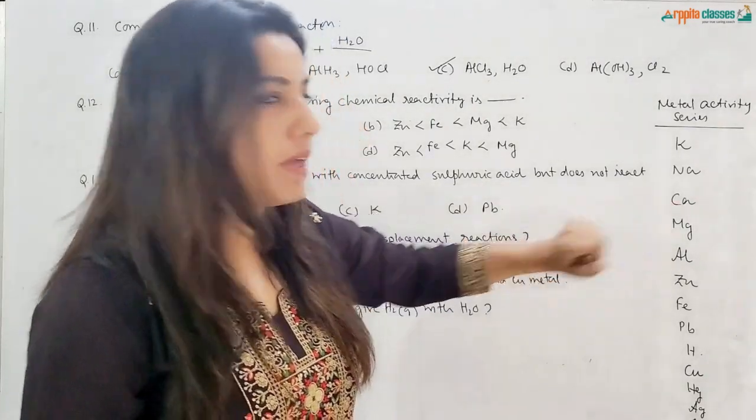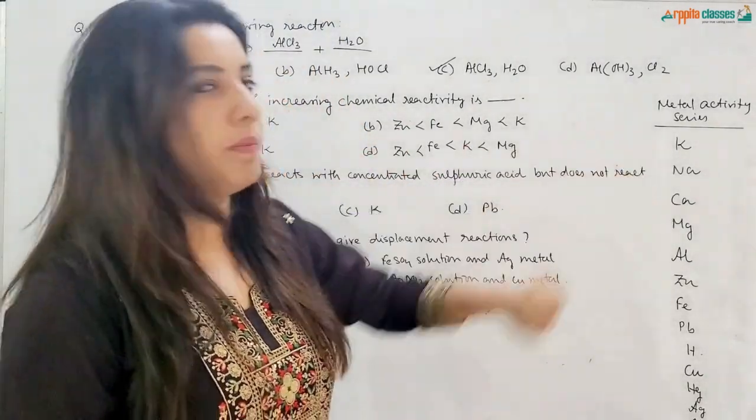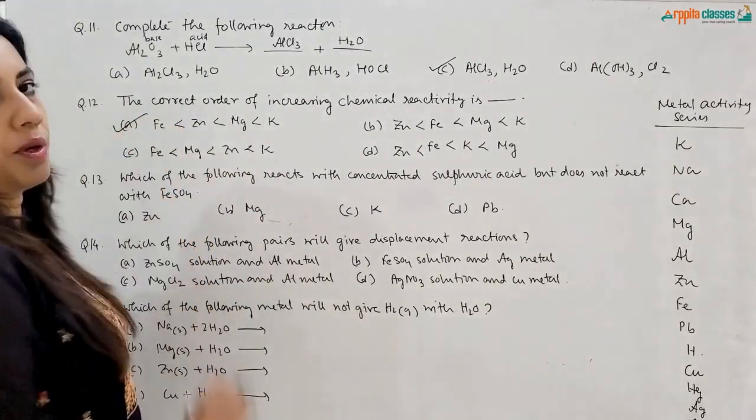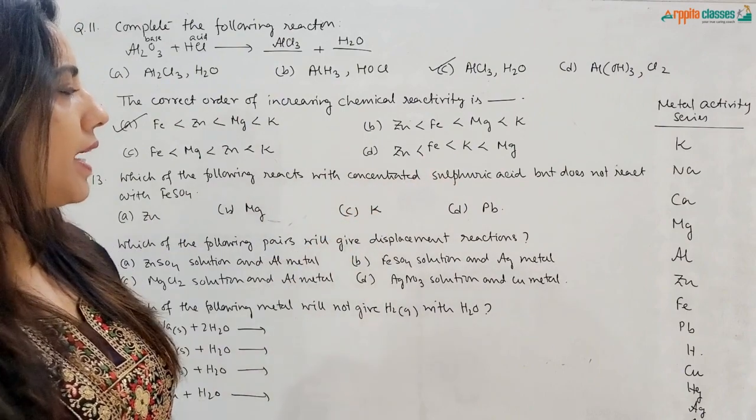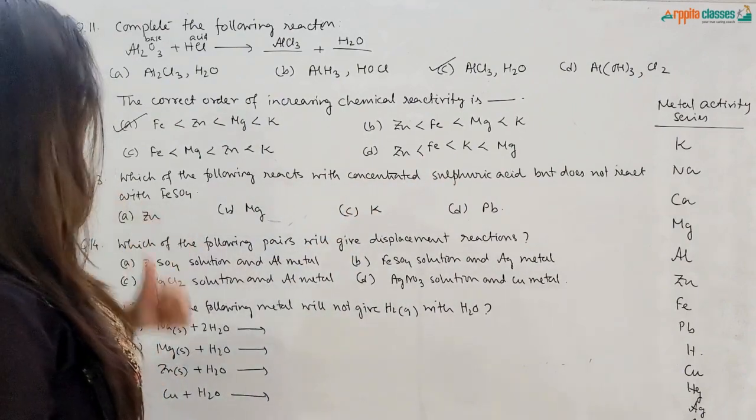Zn is less reactive than magnesium and magnesium is less reactive than potassium. So this is the right option. Next is, which of the following reacts with concentrated sulfuric acid but does not react with FeSO4?